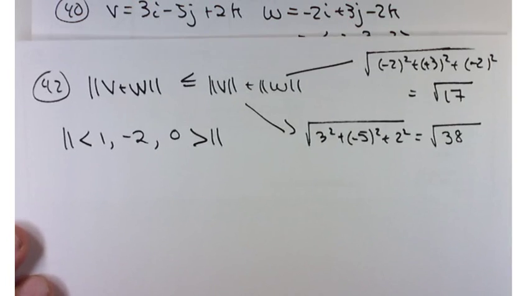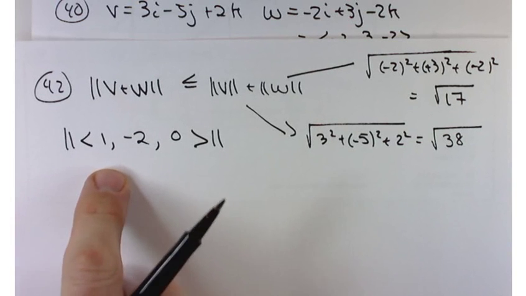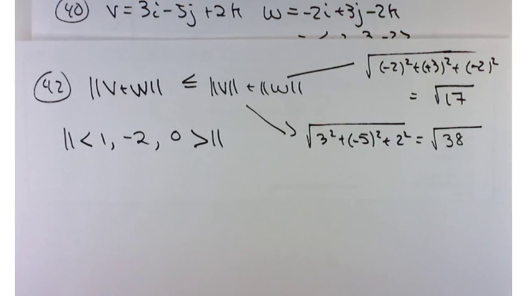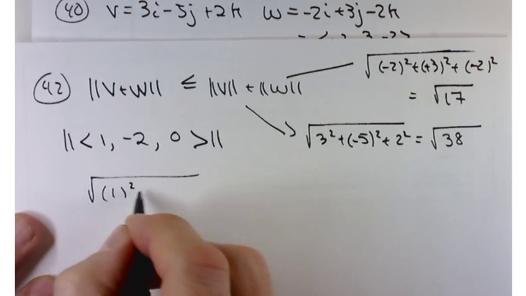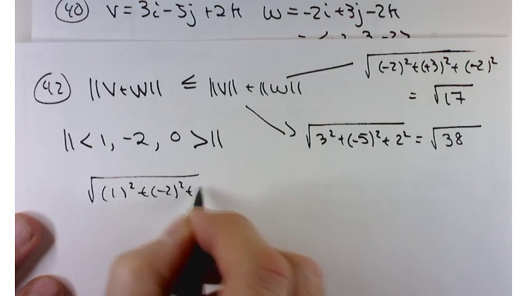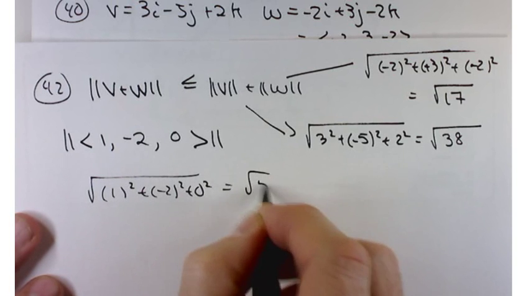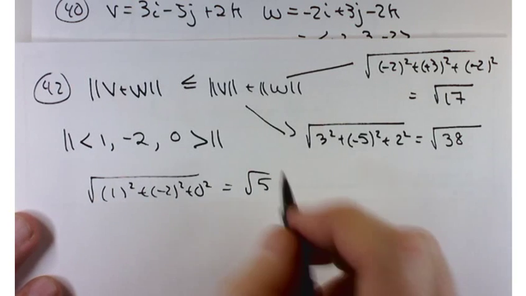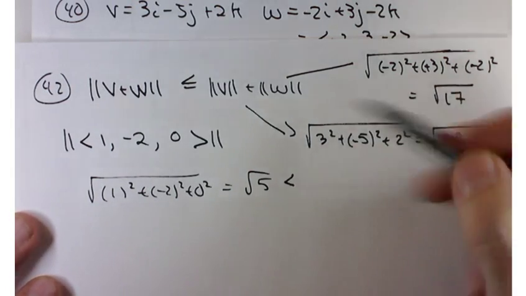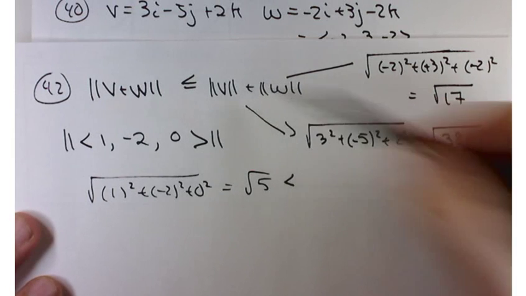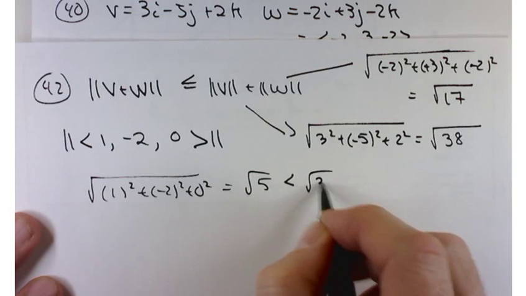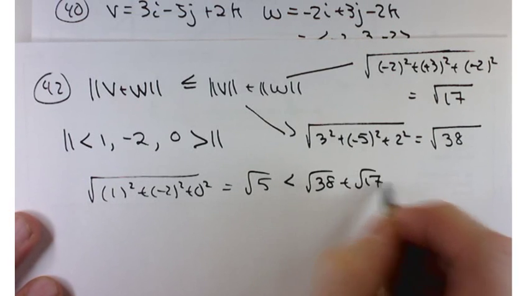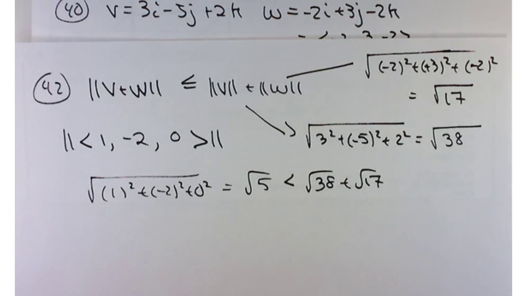Okay. What'd you get for the length of this vector? Square root of 5. Good. So square root of 1 squared plus -2 squared plus 0 squared, which we really don't need to write, is square root of 5. Square root of 5 is certainly less than what you would get if you added up the length of these individually, which would be square root of 38 plus square root of 17. So, yeah, a much different beast in working with that one.